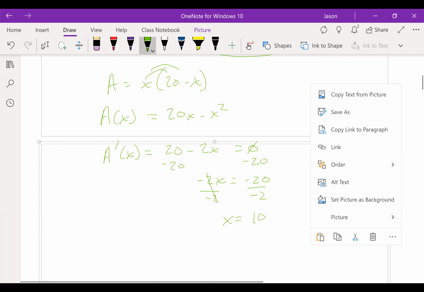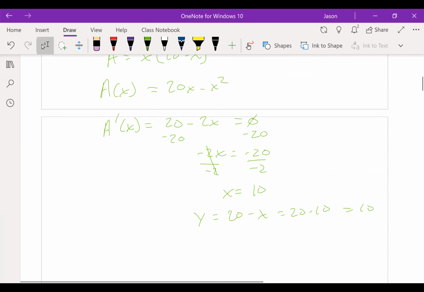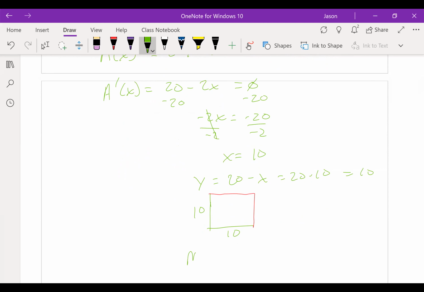Since y is equal to 20 minus x, what's 20 minus 10? That's 10. So the maximum area is created when we have a square. We get a 10 by 10 square. And so what's the maximum area? The maximum area is 10 times 10, which is 100 square feet.